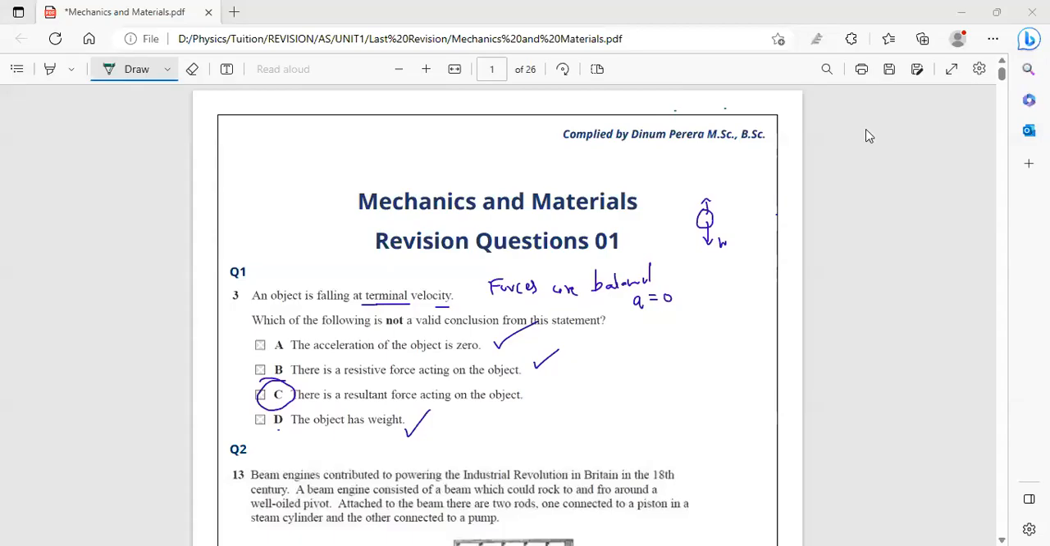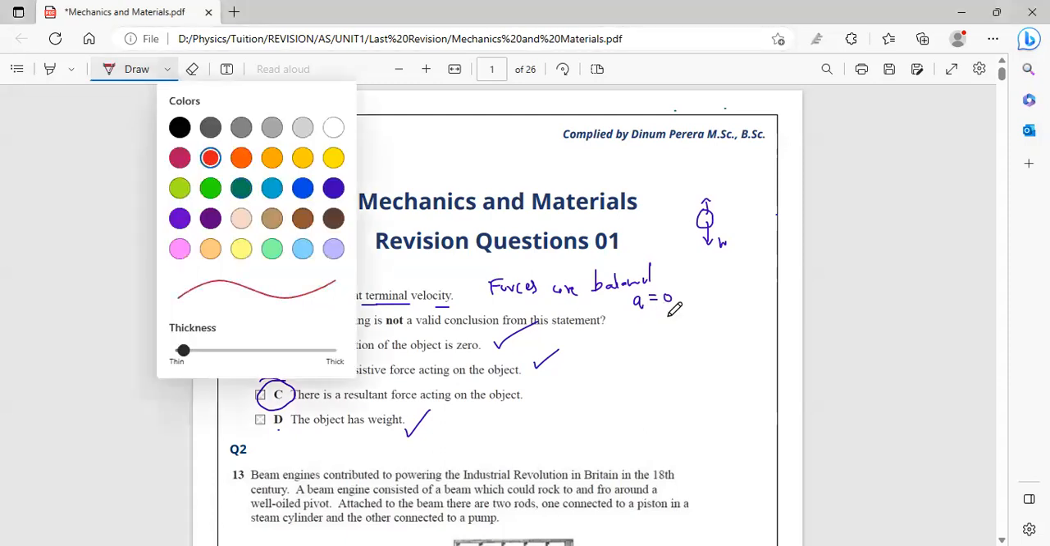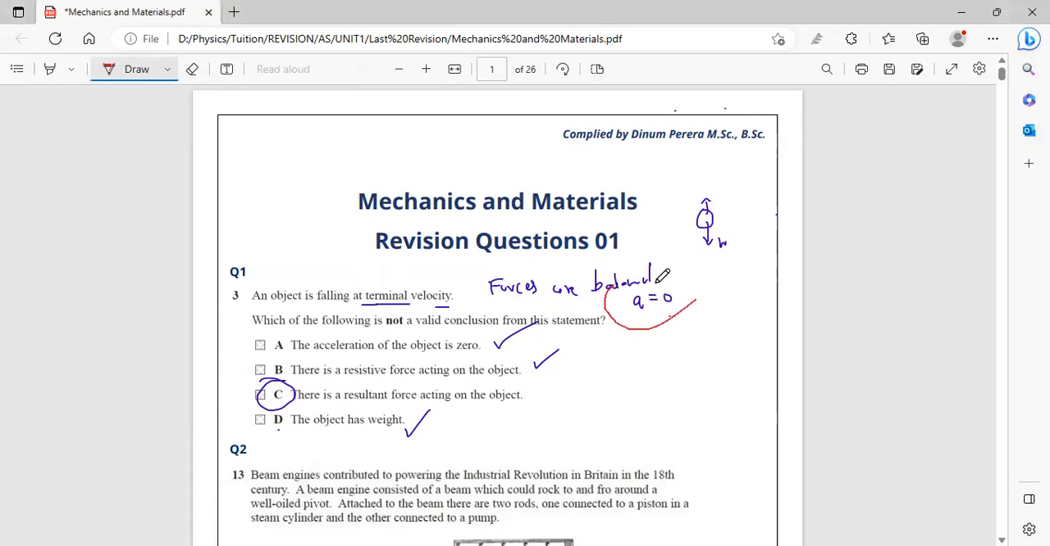If the object is falling at terminal velocity, its acceleration is 0. So the forces must be balanced. The forces are in equilibrium. Right? Forces are in equilibrium. So let's see which statement is invalid.